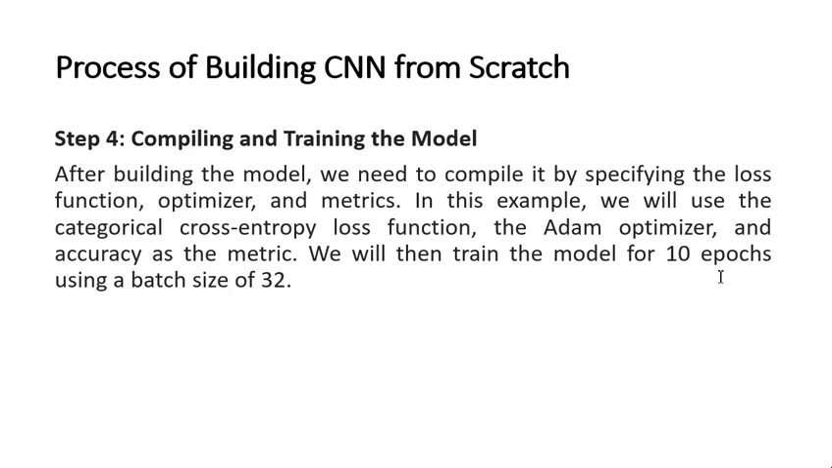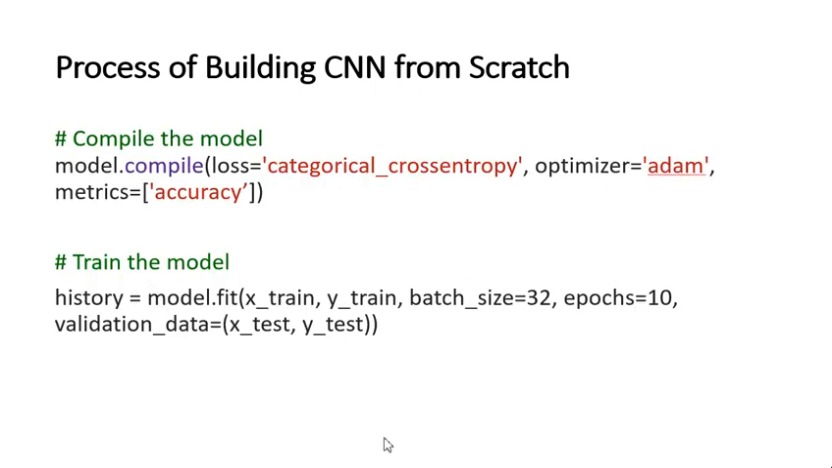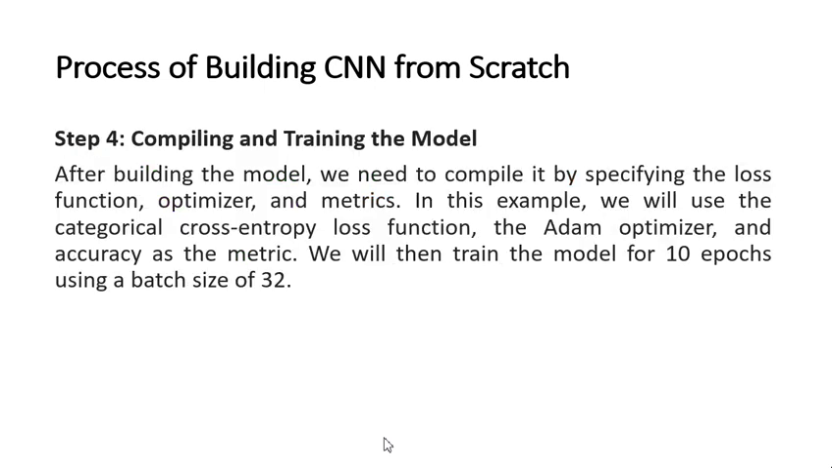Then we train the model for 10 epochs using a batch size of 32. It is completely dependent on the model. It is an example only. So the number of epochs, batch size, image size, filters, kernel size, and the dropout, these are all completely dependent on the model you are taking.